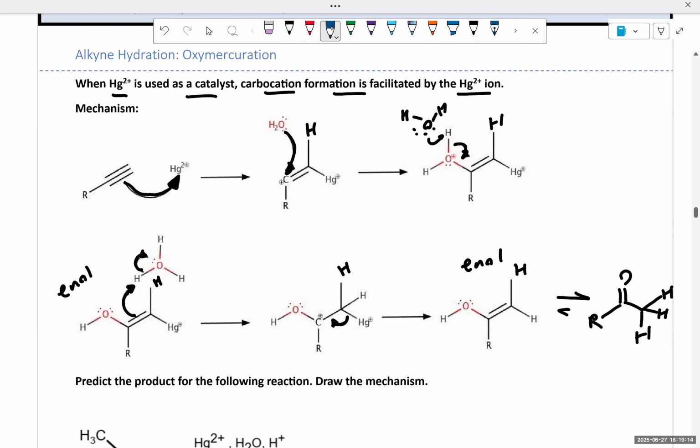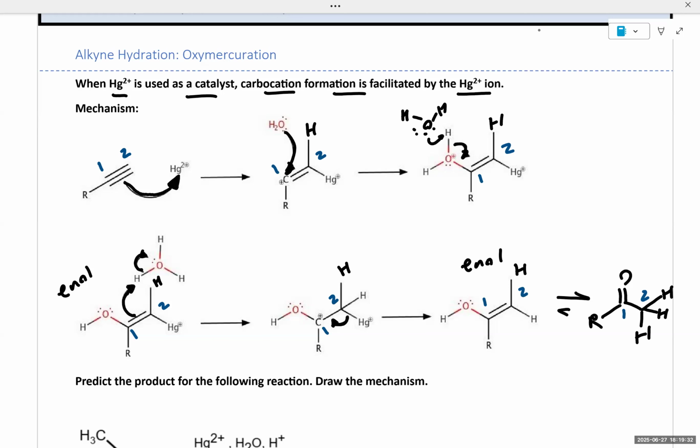Just to show the carbon counts, if these are carbons 1 and 2, 1, 2, etc. I'm just marking these carbons to help you see the progression. So in essence, as a net result, we've installed a carbonyl at the most substituted carbon on the alkyne.